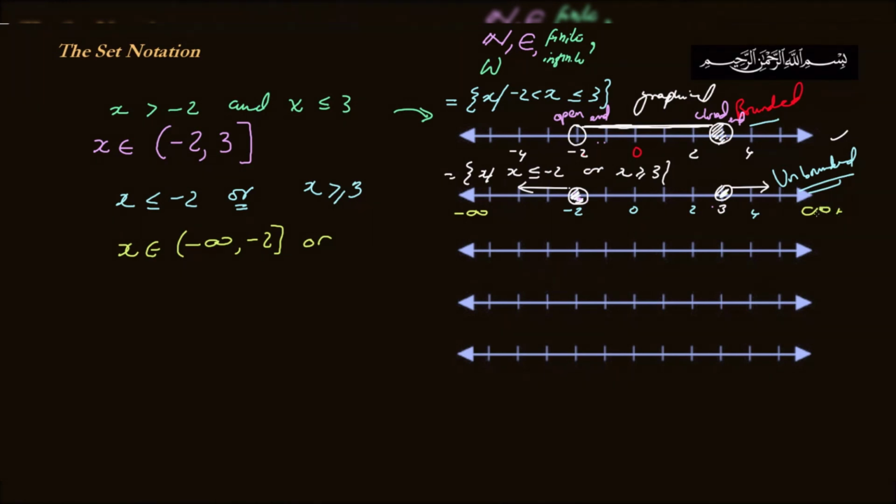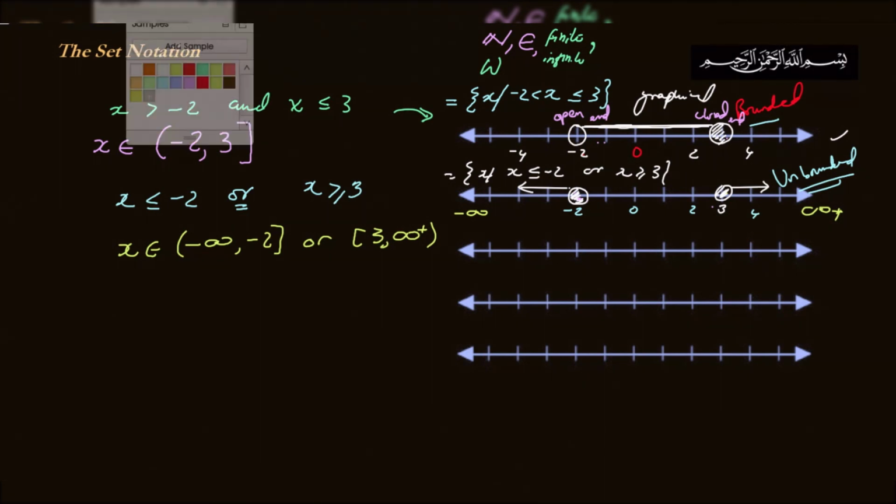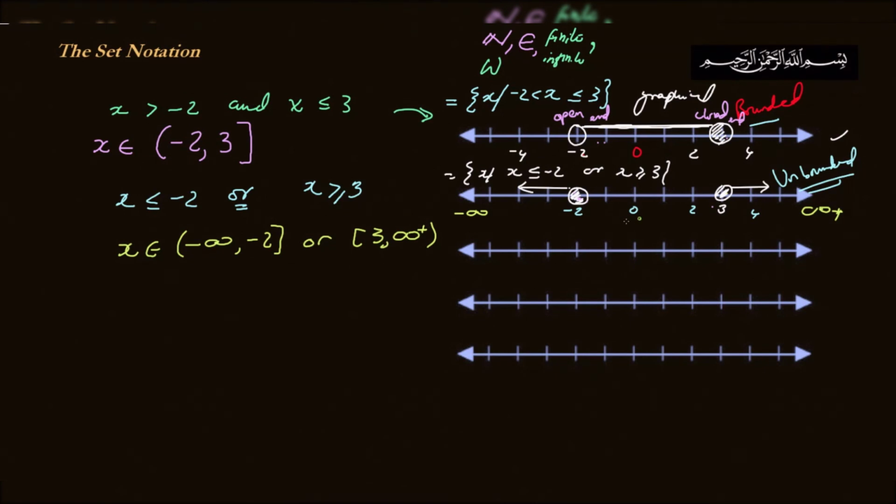You can't close it at infinity, right? So, or you can say x starts out at 3 and includes 3 like this, and it goes all the way up to +infinity, and that's the open end because you can't really close the infinity. Correct? So now I have described to you several ways of writing the same set.